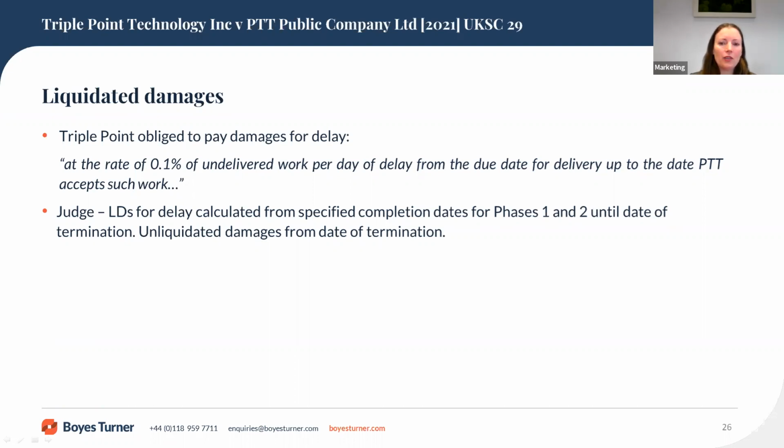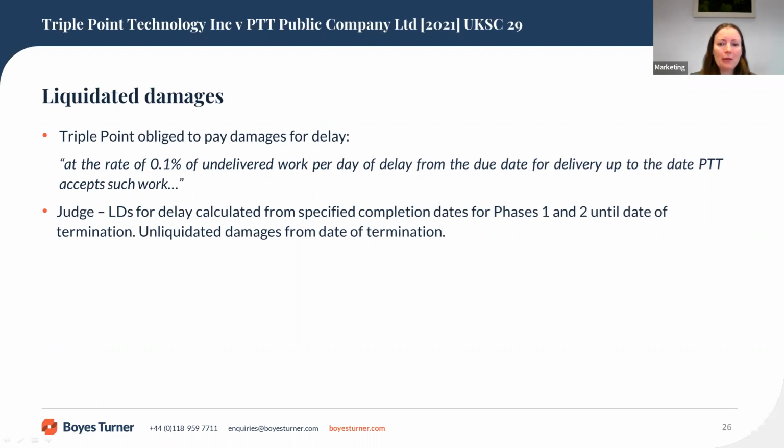But PTT argued that the liquidated damages were also payable for the delay in delivering all uncompleted work up to the date of termination, resulting in a claim for liquidated damages of over $3 million US dollars. At first instance, the judge found the delay to the project had been caused by TriplePoint's breaches of various contractual obligations, and PTT was therefore held to be prima facie entitled to damages.